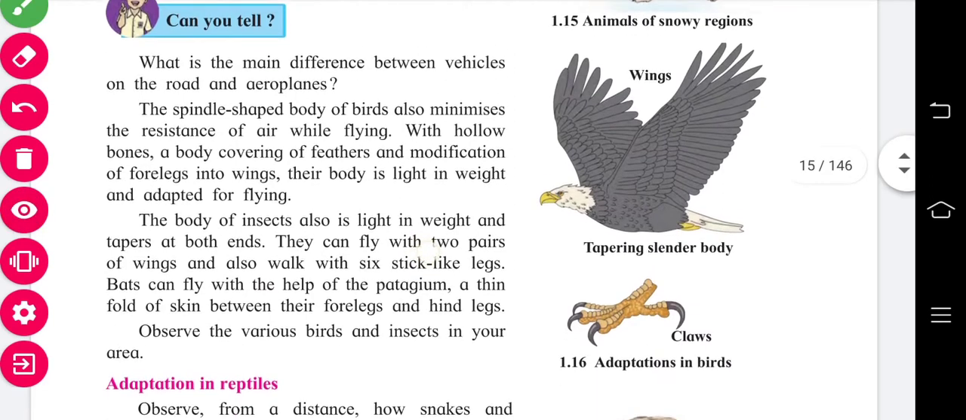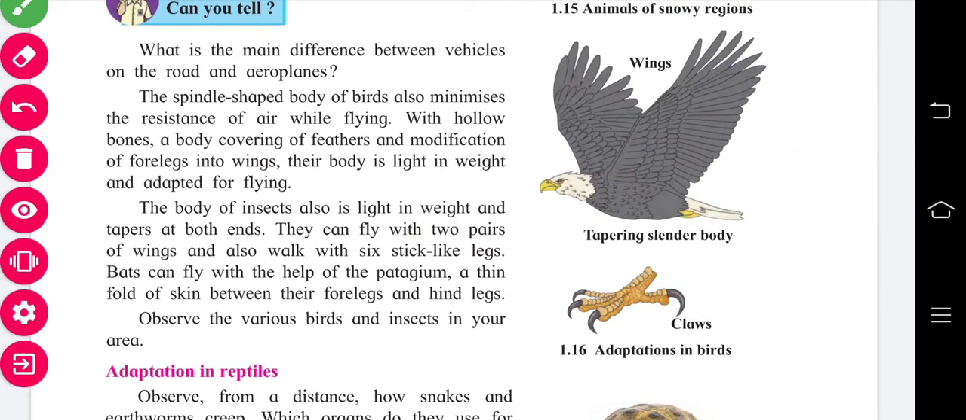So the body of an insect is also light in weight and narrow at the bottom. So you observe that insects are near your homes or inside your home or in your surroundings, there are so many insects available. So what will we observe? The insect also flies sometimes, okay, they can fly with two pairs of wings and also walk with six legs, okay, they have six legs on their backside, so they can walk also with the help of legs, is it okay?